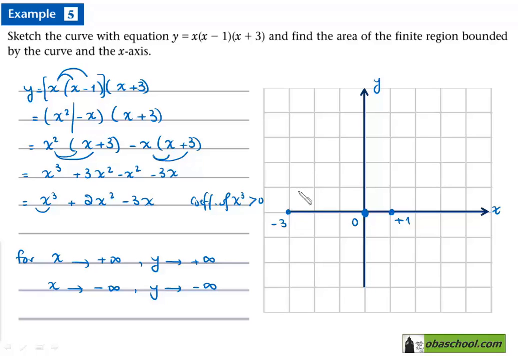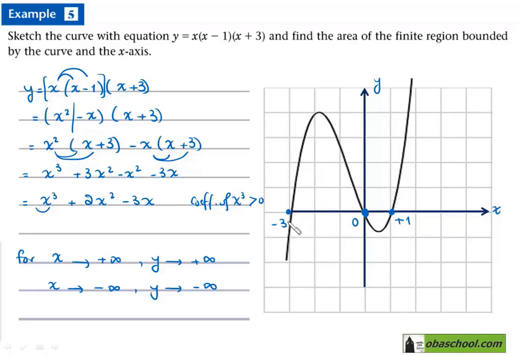So it will start from here and pass through minus 3, goes up and then goes down to the 0, and then it goes through the 1. And it continues for large positive values of x and y. So this is how it will look like.